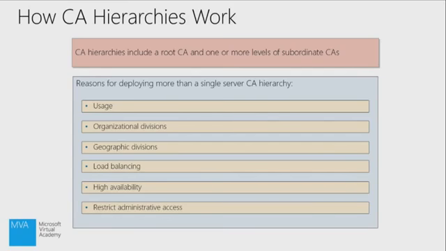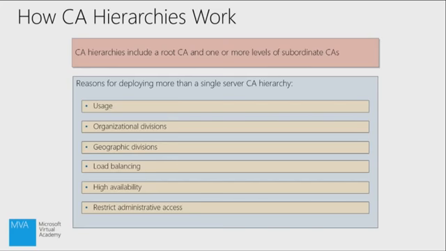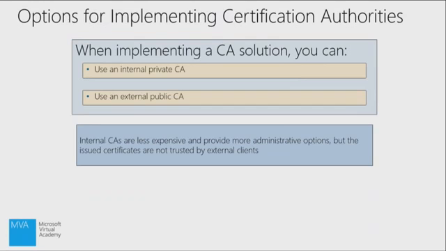How CA hierarchies work. They include a root CA or certification authority and one or more levels of subordinate CAs optionally. You don't have to have subordinate CAs. There are plenty of reasons for deploying more than one. All of them listed here.